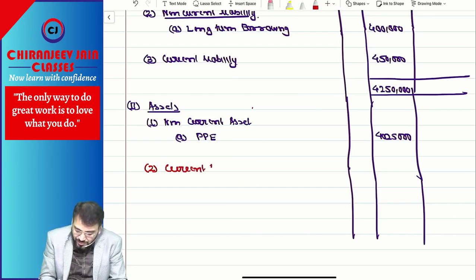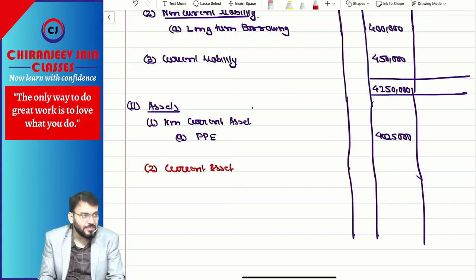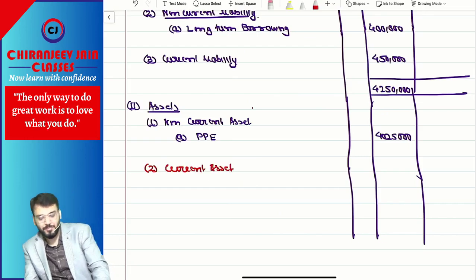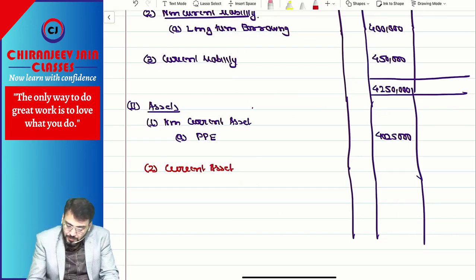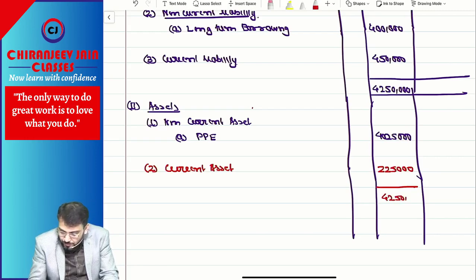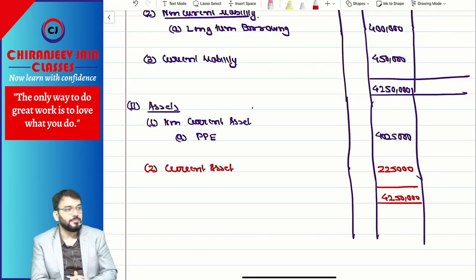But the differential figure of this balance sheet, understood? That will be goodwill or capital reserve. But the current asset is how much? Now look, check the balance sheet. It means there is no goodwill, no capital reserve. So I know the same question will come in exam.